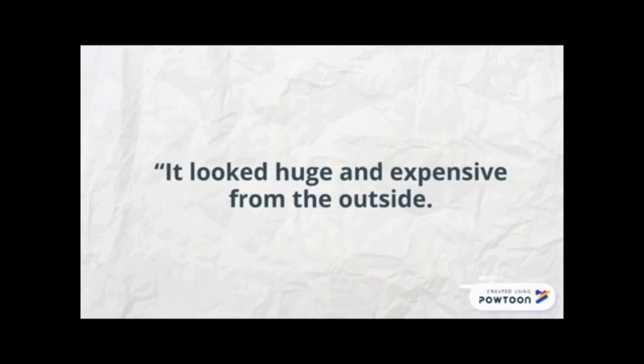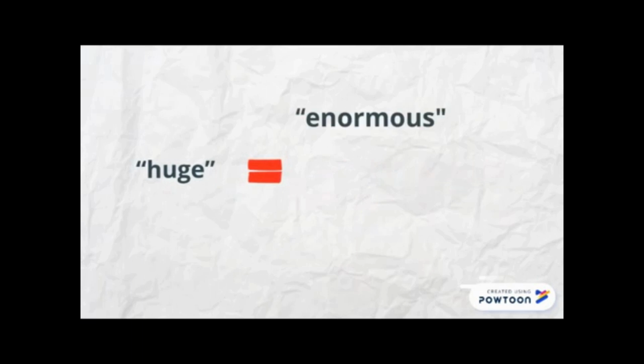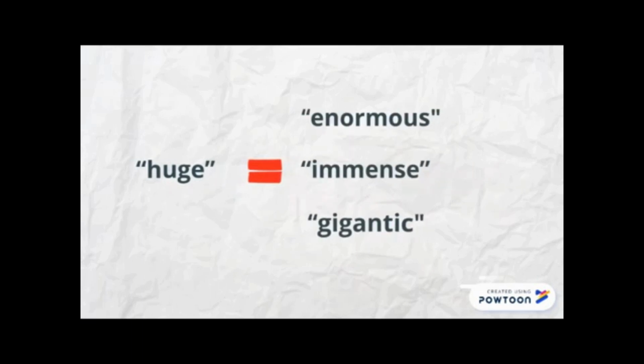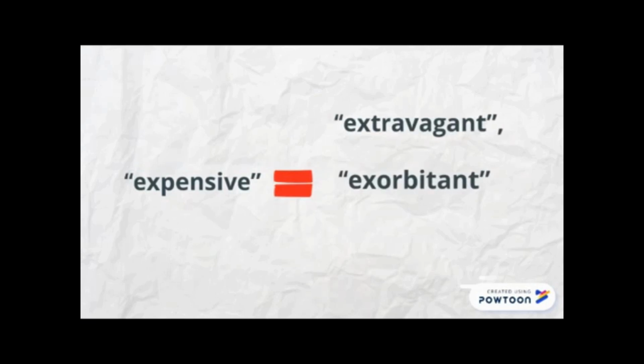Moving on, the next sample is, it looked huge and expensive from the outside. There are 2 examples that can be taken from this sentence. First, the word huge can be replaced with enormous, immense or gigantic. Secondly, the other words for expensive that can be used in the context of this sentence are extravagant, exorbitant and extortionate.